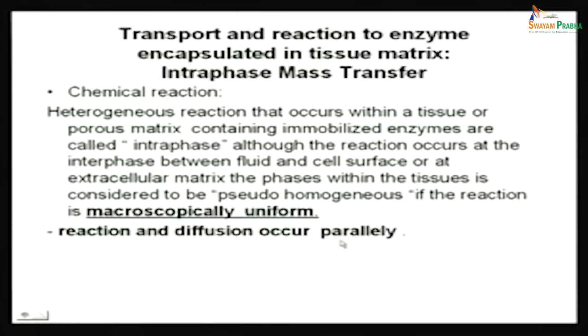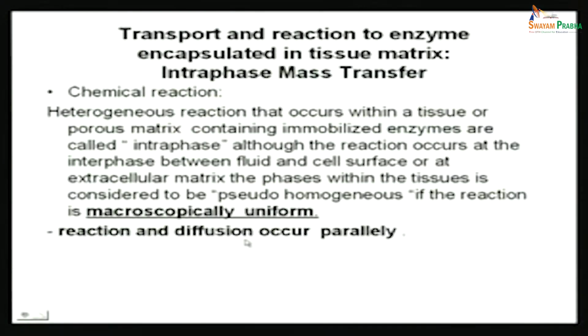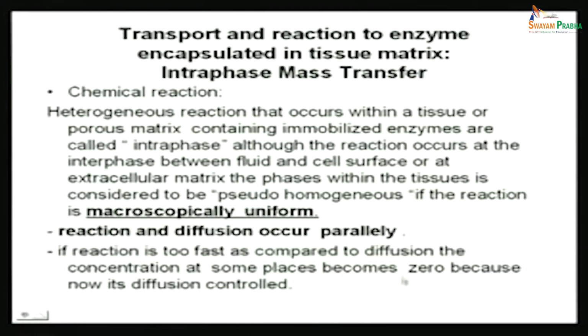In the real model, in real life, diffusion and reaction are not occurring simultaneously. In the heterogeneous model, remember, first diffusion followed by reaction. But in the pseudo-homogeneous model, diffusion and reaction are assumed to occur parallelly. So as a corollary, if the reaction is too fast compared to diffusion, the concentration at some places becomes 0 because now it's diffusion control.